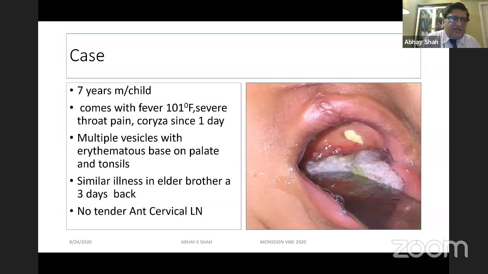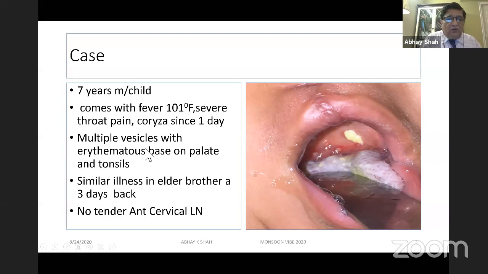So here is a 7-month-old male child who has been immunized as per the government schedule, comes with a history of fever, 101 degrees. There was severe throat pain. The child was not able to swallow comfortably, of 1 day duration. So it's an acute illness. And if you look at the throat examination, there are multiple vesicles with an erythematous base on the palate as well as the tonsil. However, there was no exudate on the tonsil. A similar illness was there in the elder sibling 3 days back, and there was no anterior cervical lymph node.